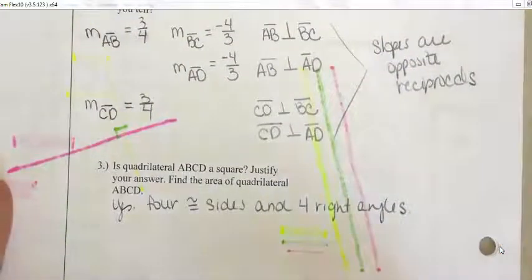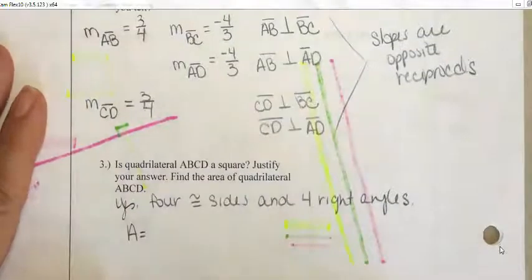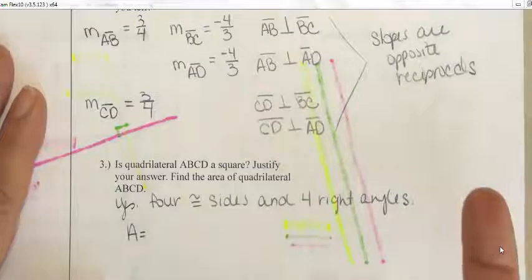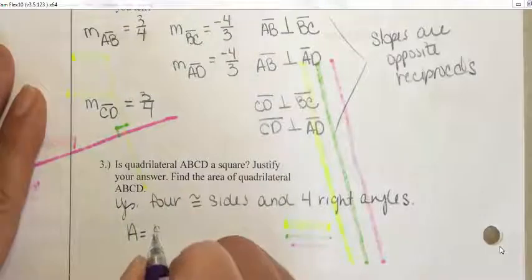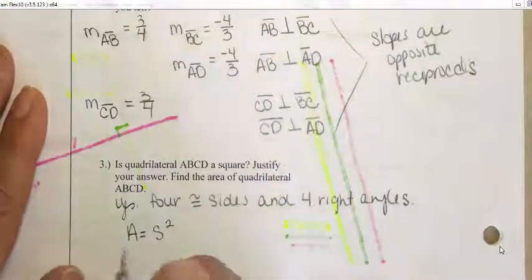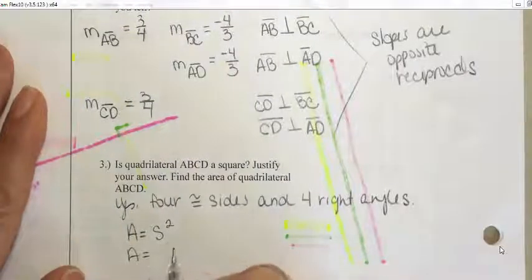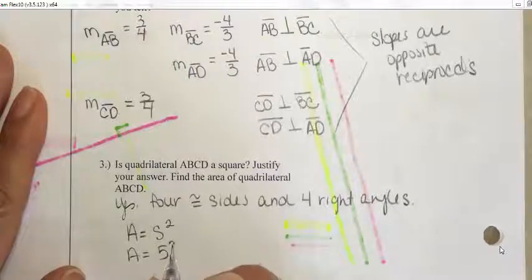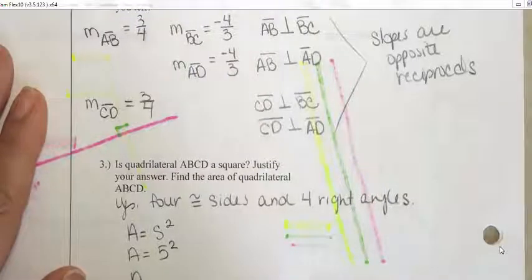So now we can find the area. Well, the area of any square, you can basically multiply base times height, but since squares all have the exact same side lengths for every single side, you can just do side squared. So the area here, well, one of our sides is 5, right? So 5 squared. So our area will be 25.